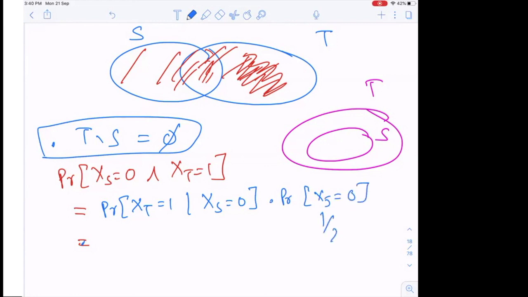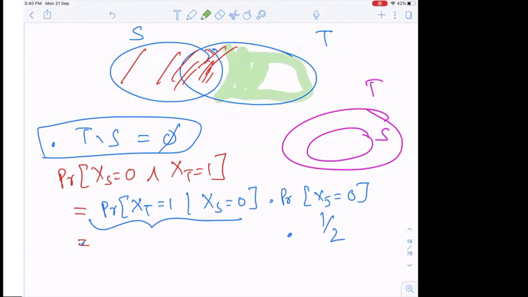This is half. This we know, I just now showed you that. But what is the probability that Xt equals 1 given that Xs equals 0? It depends on this part, and this we know is not equal to empty. Sorry, this is what I wanted to say. So now, what is the probability that Xt equals 1?